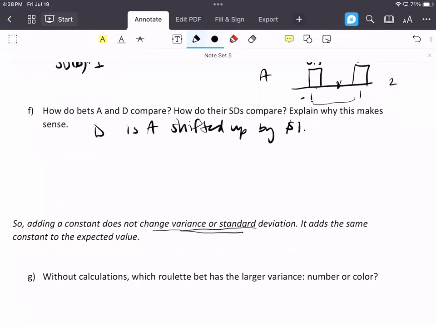So without calculation, when you did that roulette example, which bet has the larger variance, number or color? Now we should be able to do this without a calculator. Remember, we want the larger variance. Well, is there a lot of variability in the color? Well, no. You've got mostly black and red, and then you have a couple of green, just two green. But the numbers vary from 1 up, and they go up to 36. So there we can see that the number is going to be what would vary the most.